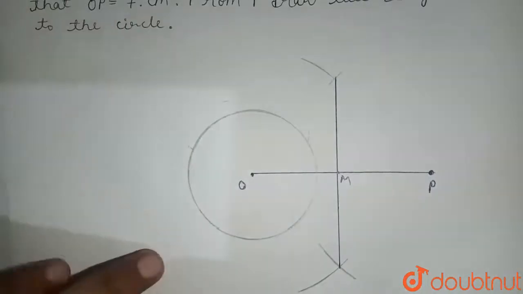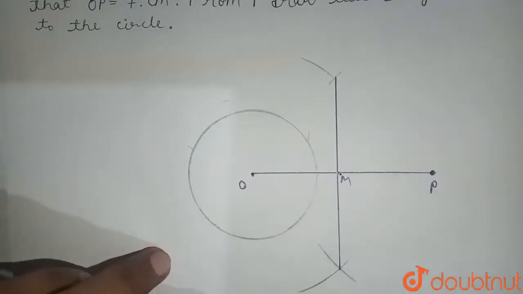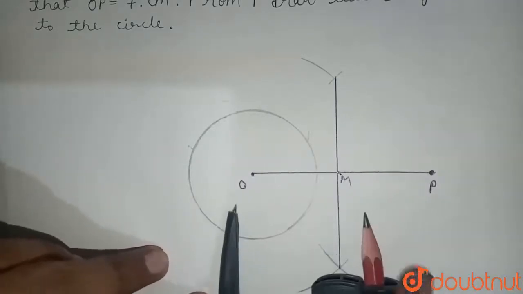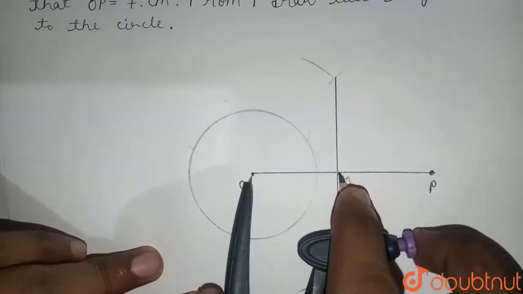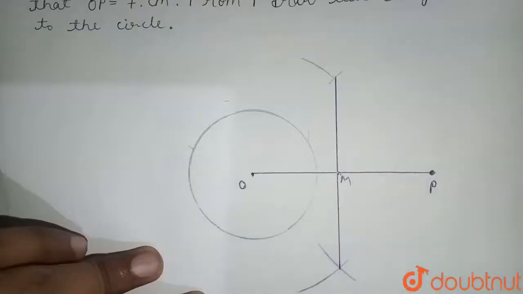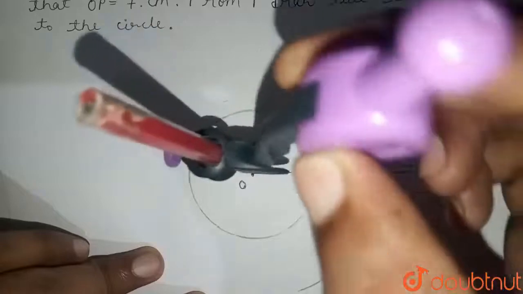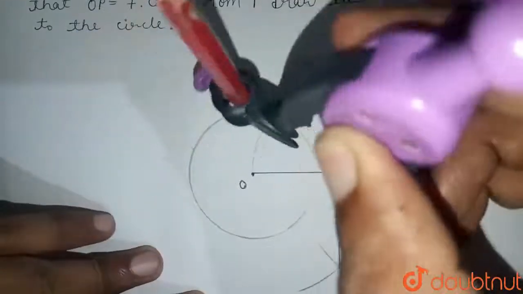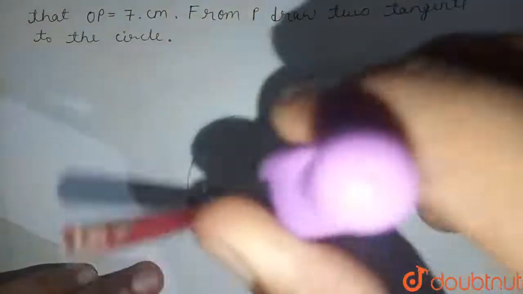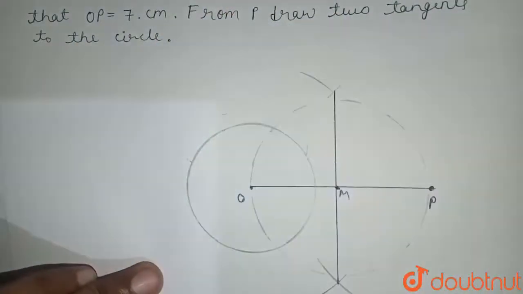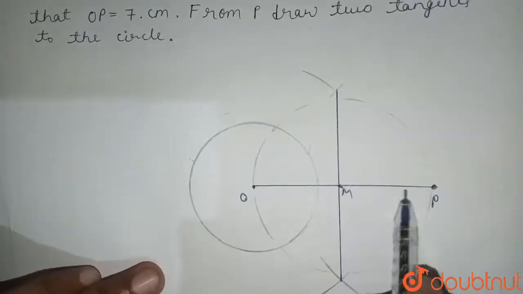Now from this point M, we'll draw a circle of radius OM, that is MP. So we'll take the radius and draw a circle of this radius, that is OM and OP.